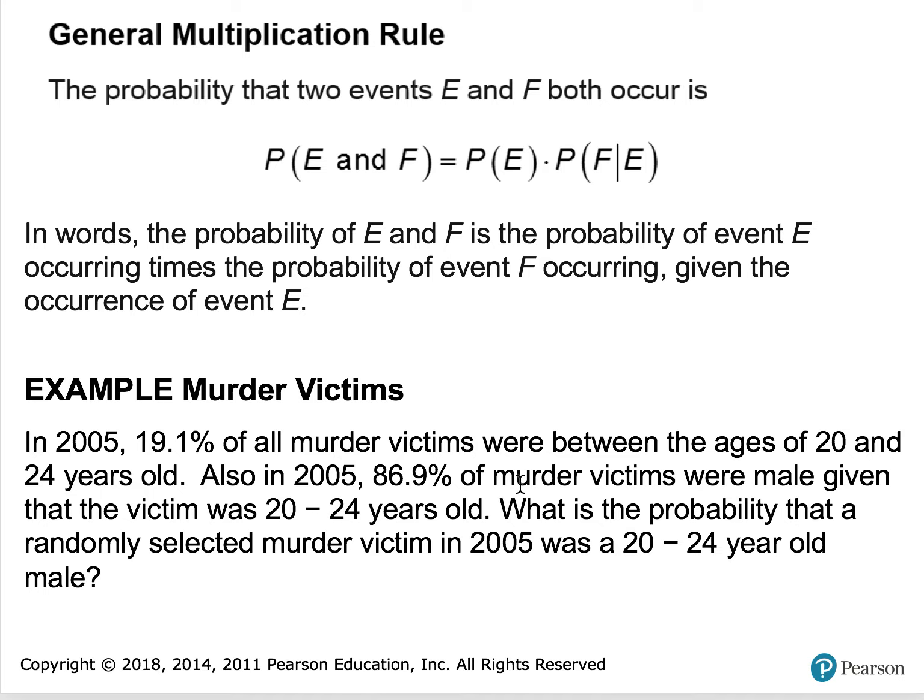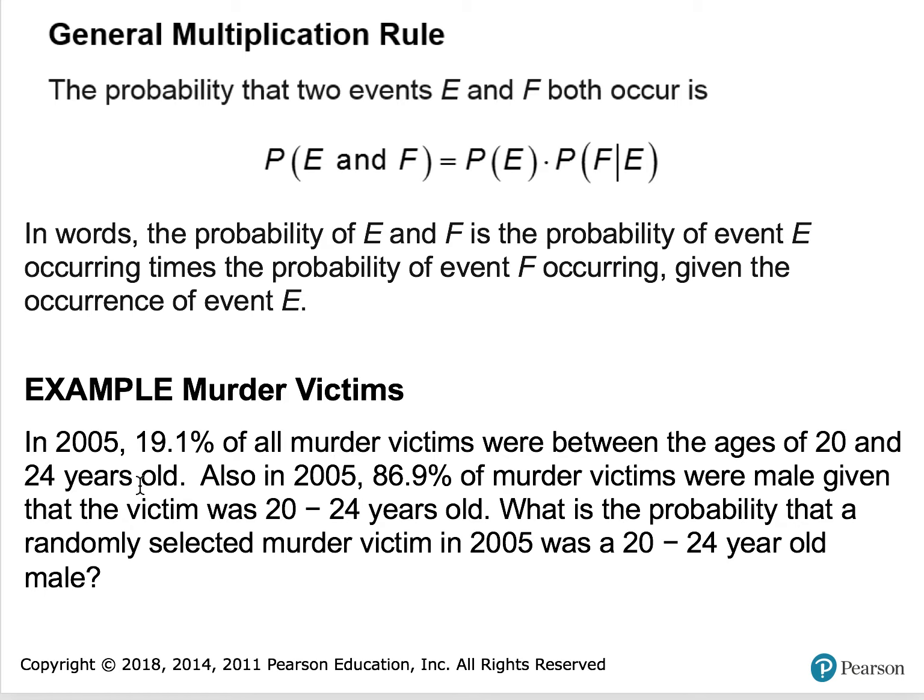Okay, the probability that two events, E and F, both occur, here's another formula for us, okay? And notice that if they were independent, we just multiplied the two individual events. But if they're not independent, then we do the probability of E times, not just the probability of F, but the probability of F given E. Okay?